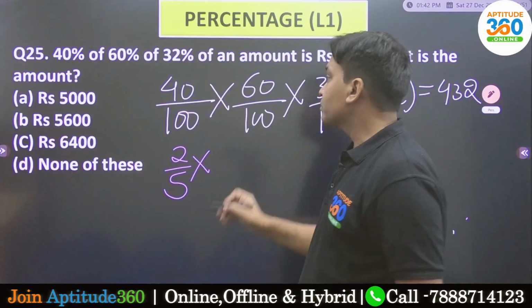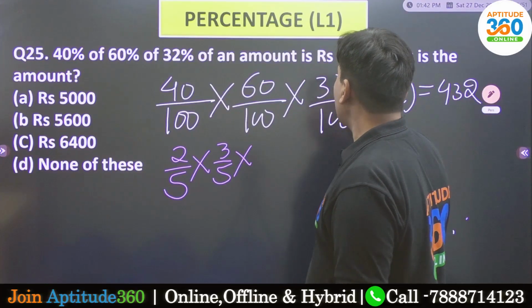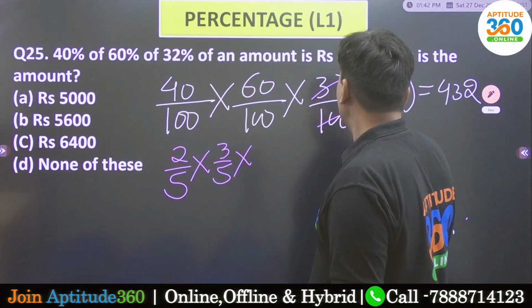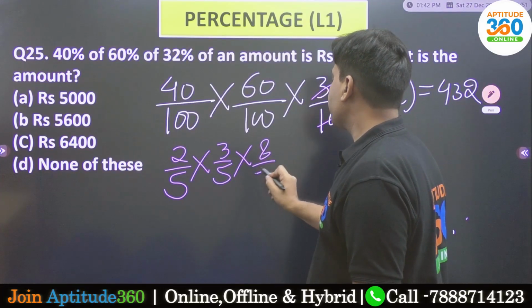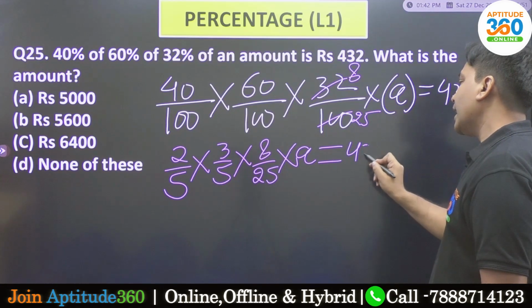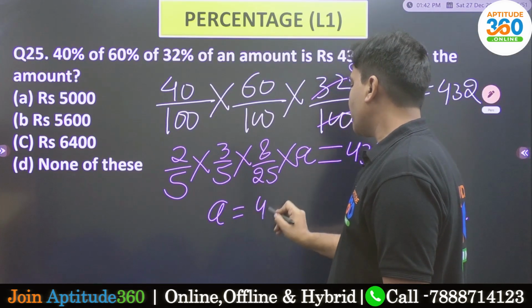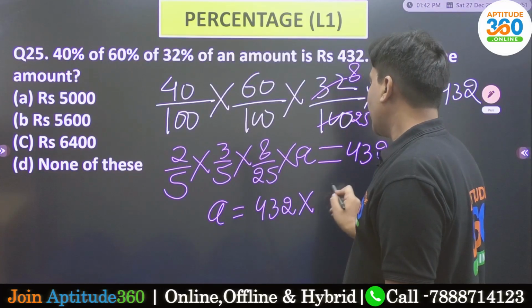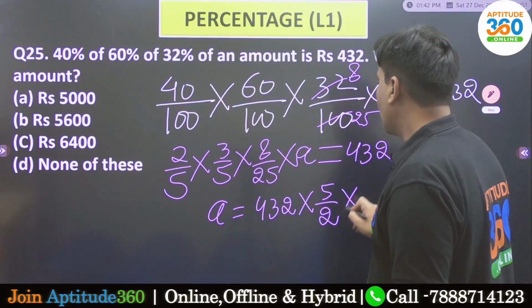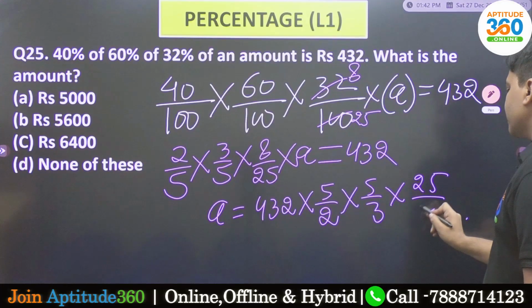2 by 5. What is 60%? It is 3 by 5. What is 32%? Now you can write it down. This is 8 by 25 of this value A, and ये कितना है? 432. So what is going to be the value of A? The value of A will be 432 into 5 by 2 into 5 by 3 into 25 by 8.